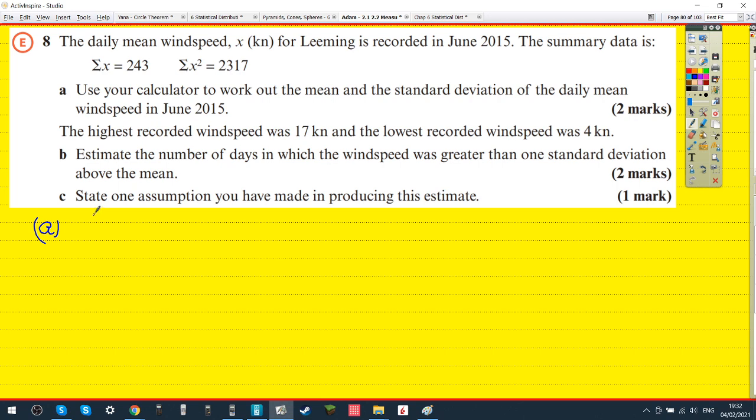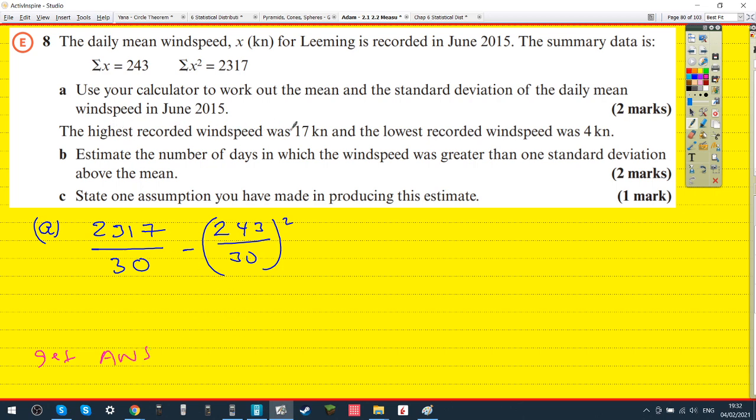So would you do 2,317 divided by the days in June? Do you know? 31. 30. Minus 243 over 30, all squared in brackets. So that gives you... Okay, I don't know the answer. Get the answer for that one. Let's just see this one.